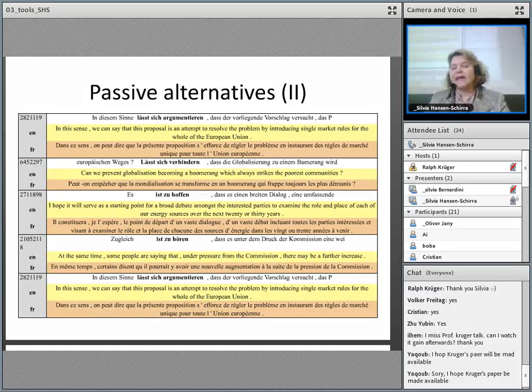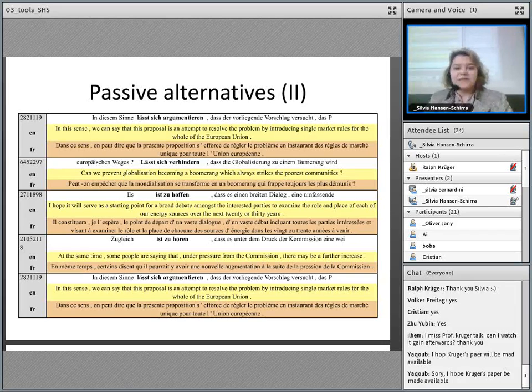We can say that. So here we find a very addressee-oriented realization in the English translation, whereas the German is more content-oriented and more, well, impersonal. And the other examples are the same. Lässt sich verhindern, dass die Globalisierung zu einem Boomerang wird? Can we prevent? Yeah? Again, impersonal in German. Well, is it possible to prevent? Whereas we have a very active and addressee-oriented version in English.